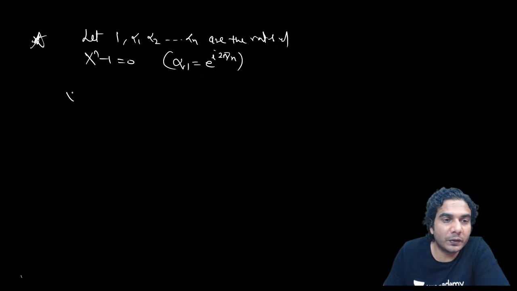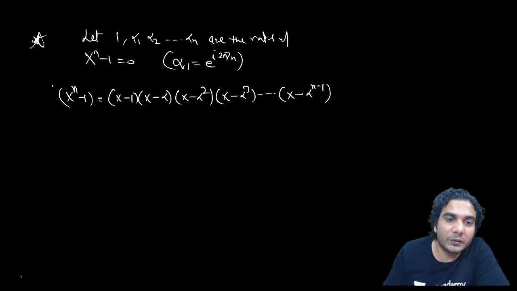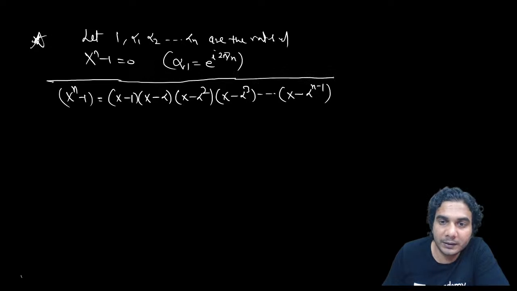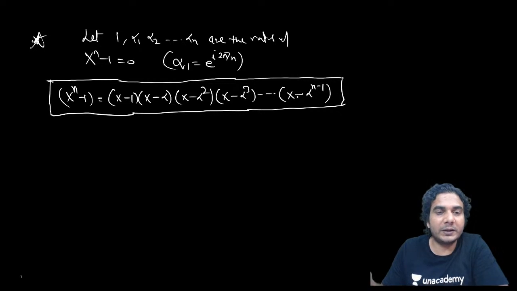Okay, so you can factorize this. What are the factors? X raised to n minus 1. So in the previous slide, we factorized this into two factors. One was linear, and the other was of n minus 1 degree. In this, we are going to factorize it into n linear factors, okay? So first is x minus 1, then next it will be x minus alpha, then x minus alpha square, then x minus alpha cube, and so on, x minus alpha raised to n minus 1. They ask many questions based on this particular relation. This factorization is very, very, very important to remember.